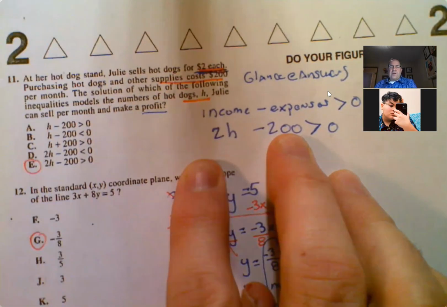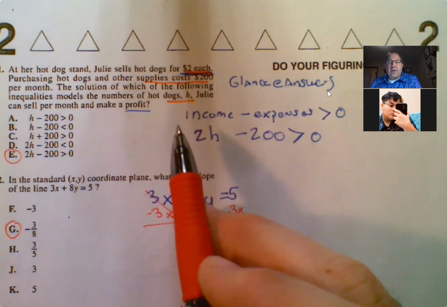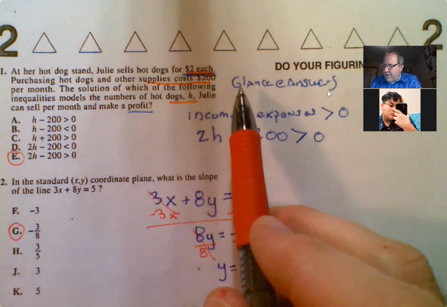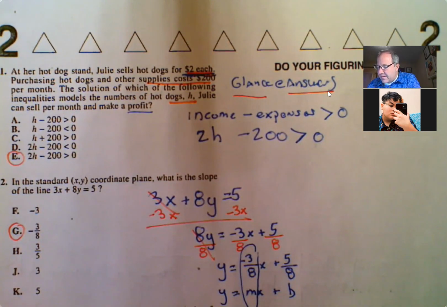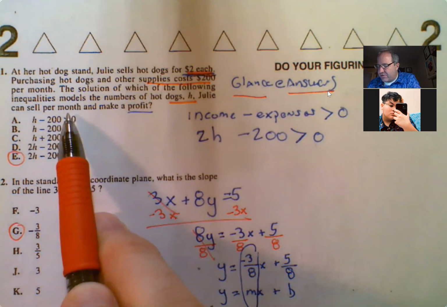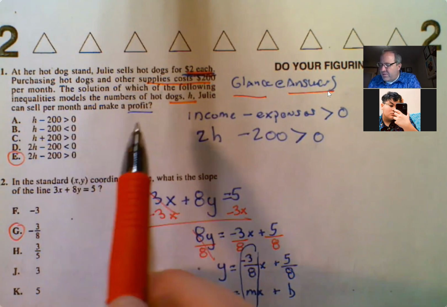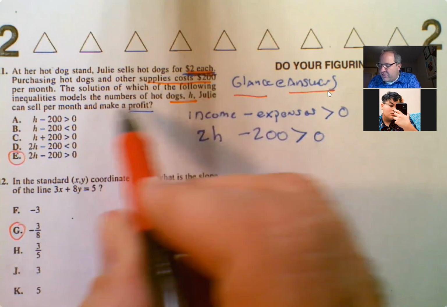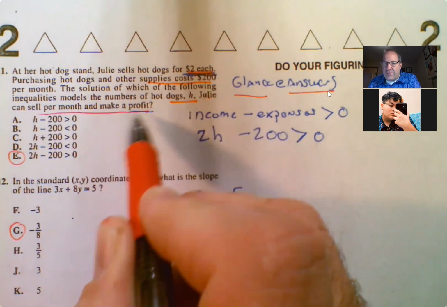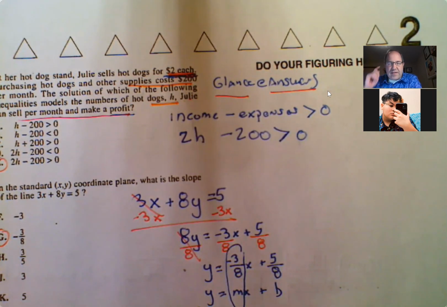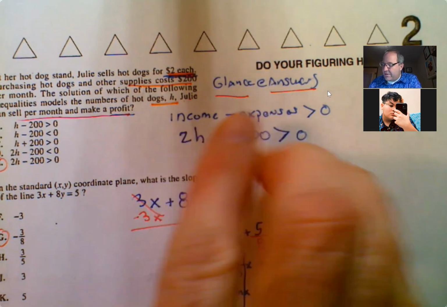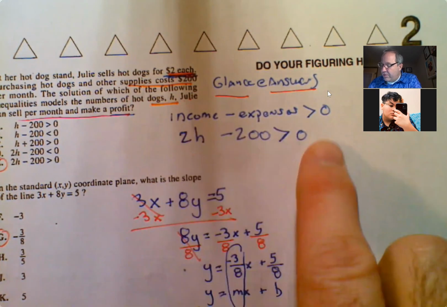Okay, let's look at 11. 11 deals with the hot dog stand. I love hot dogs. What you should do when you're working this out, first of all, glance at the answers. It'll give you a clue. You're like, okay, they're either adding or subtracting, and it's either greater than or less than 0. So it says, how many hot dogs should Julie sell per month and make a profit? Well, income minus expenses, that's what profit is, right? You want to take in more money than you have to spend. That way you've got money left over. And that has to be greater than 0.